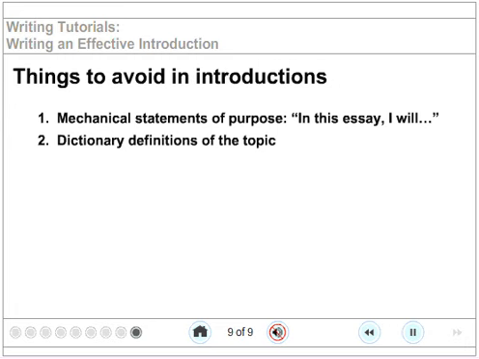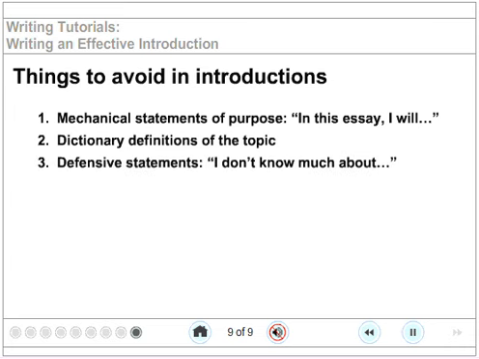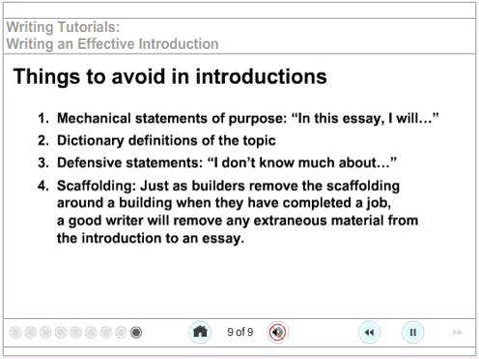Also avoid dictionary definitions of the topic. If the topic is complex enough to merit a full essay, it probably can't be boiled down to a single defining sentence in the introduction. A defensive statement, "I don't know much about the harmful effects of smoking, but," will tell the reader that the rest of the essay is not worth reading. Remember, you want to cultivate the reader's interest, not squander it in the first paragraph.